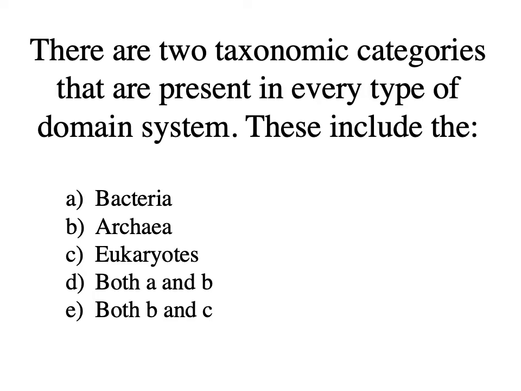The 3-domain, which has the bacteria, archaea, and eukaryotes. The 2-domain that has bacteria and archaea. And the 4-domain that has bacteria, archaea, eukaryotes, and viruses. So the answer is D, both A and B.